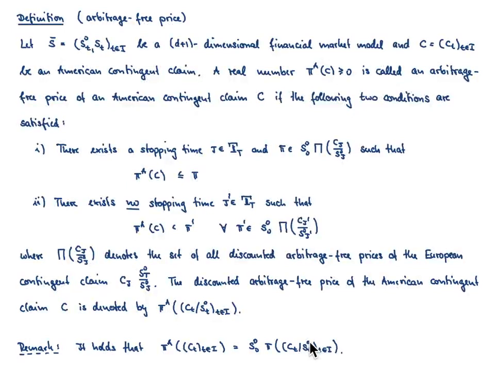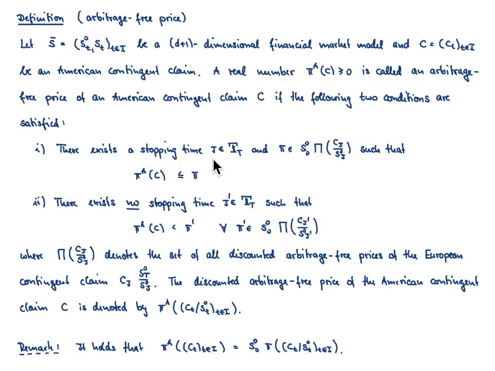It's a little bit lengthy, as you see, but let's go through it step by step. First of all, I give myself a d-dimensional financial market model as usual, and I denote that by S-bar. And moreover, I give myself an American contingent claim C. Then I call a real number pi_A(C), which should be non-negative, an arbitrage-free price of the American contingent claim C, if the following holds true. First of all, that number, so that price, should not be too high. And this is encoded in the definition as follows.